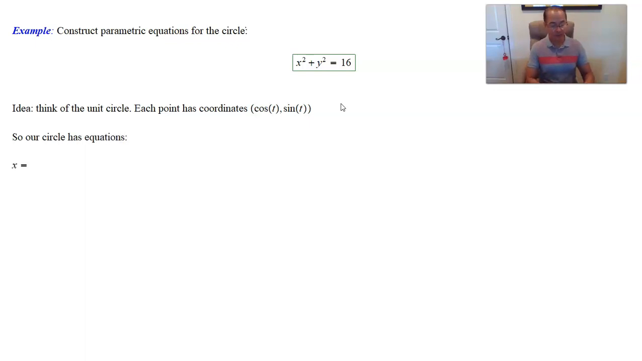So instead of just cosine t, we'll have 4 cosine t, and y will be 4 sine of t. Okay, what do we need for our parameter? Well, t can be any real number, but a circle doesn't go very far. You only have to draw it once. So of course, to produce a complete circle, you want our angle to go from 0 to 2 pi. So that will be our natural domain. t is from 0 to 2 pi.